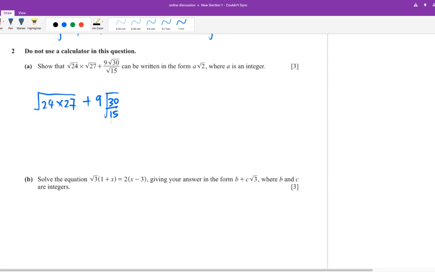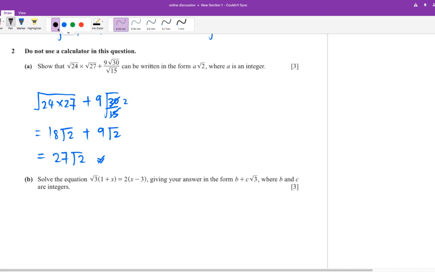So 24 multiply 24 multiply 27, and then I square root the answer. If you're using the calculator, this one will tell you 18 square root 2 plus 9 square root 2, because this one you simplify, you will get 2, right? So 18 plus 9 is 27 square root 2. Just like that. Should be quite easy.